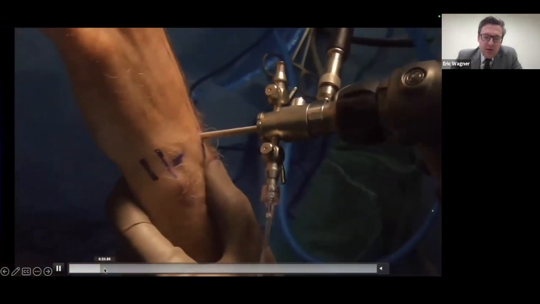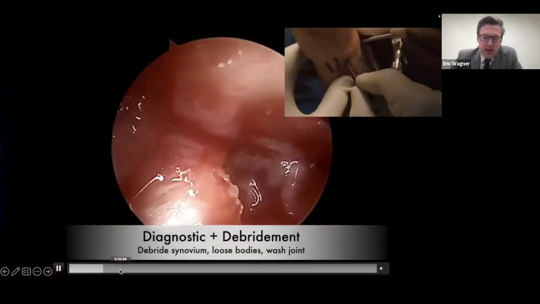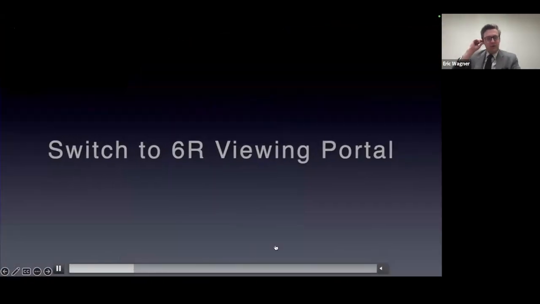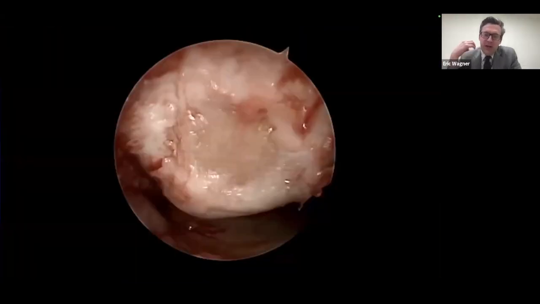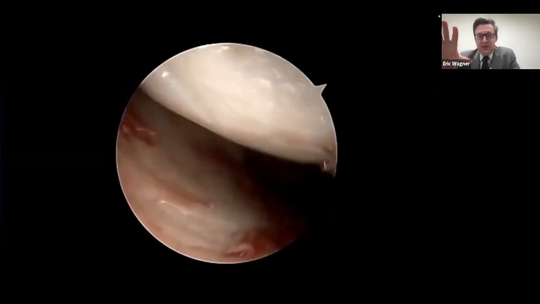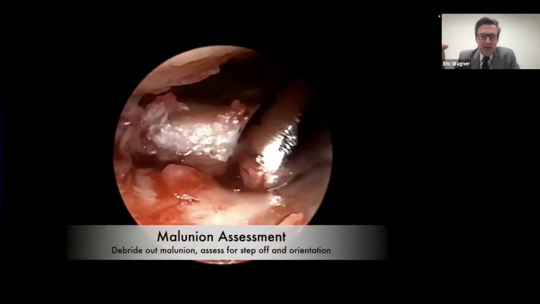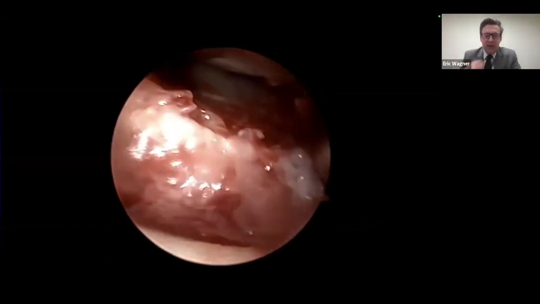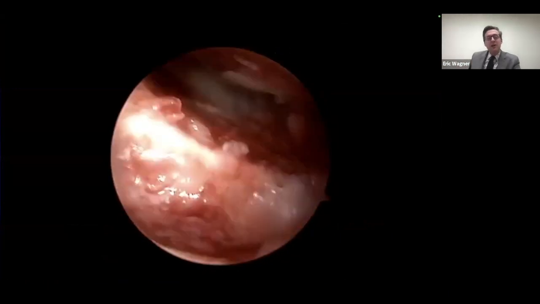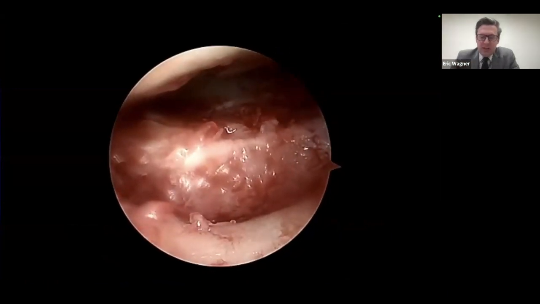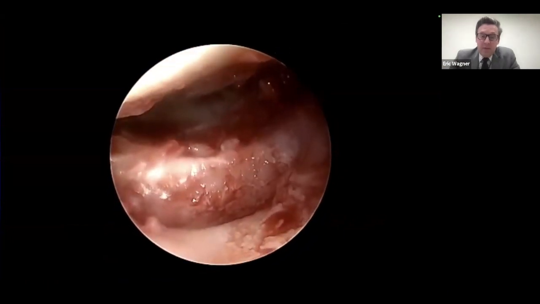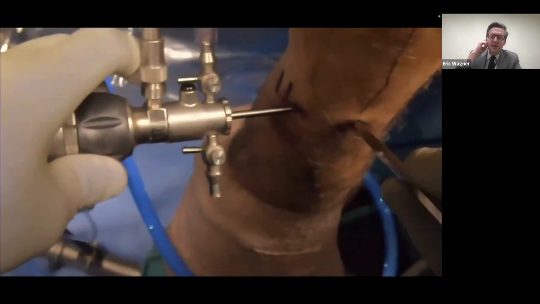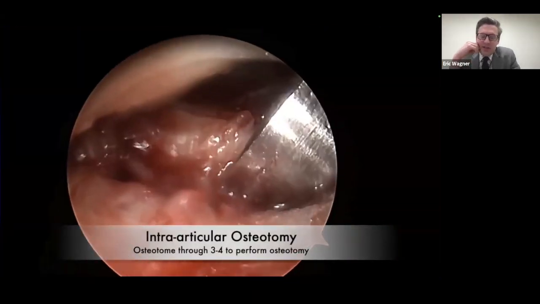Then going to the same thing I showed you earlier, debriding and cleaning out the joint. I'm going to skip ahead to where we get to the 6R viewing portal and can really get a nice view. There you can see some of the damage on the lunate. Here you can see your malunion, and it's a decent size. This is a 3.0 shaver, so you can see it's probably a 3 millimeter step-off, and you can see why the patient would get arthritis if you left it with this.